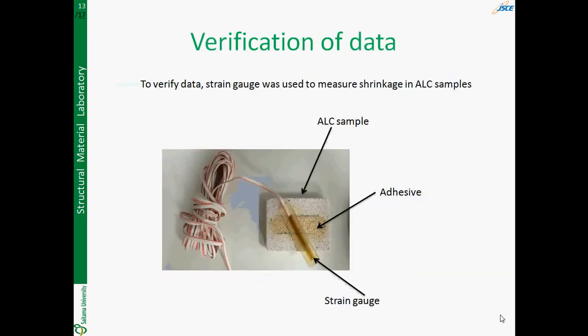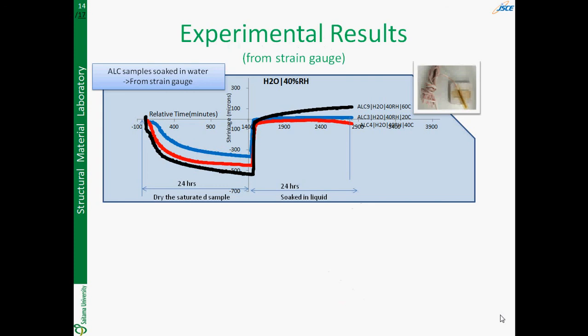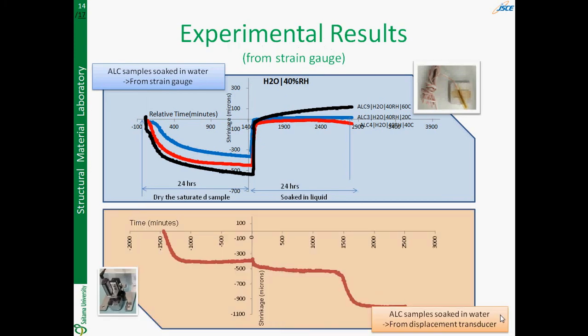After collecting large number of data, we wanted to verify our data. To verify the data obtained from displacement transducer, we used strain gauge to measure shrinkage strain in ALC sample. This graph shows the shrinkage values obtained using strain gauge. It shows that shrinkage is recovered when the sample is soaked in water. The above graph is in contrary with the shrinkage value obtained from displacement transducer. In the blue graph, we see that shrinkage is recovered, while in the orange graph we see that shrinkage did not recover. Thus the results were not conclusive.